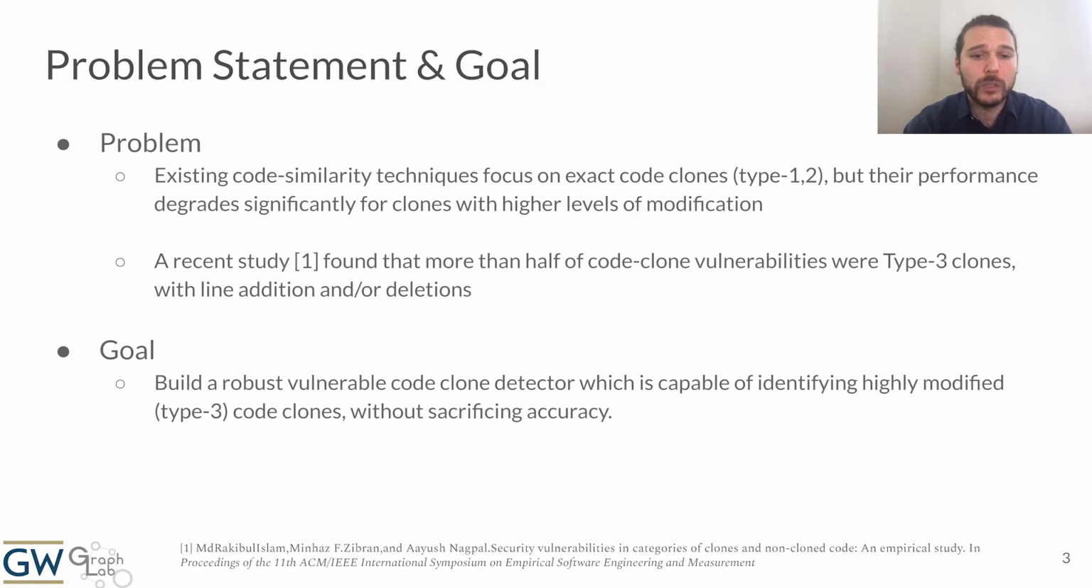Identifying these many vulnerable code clones for security remediation is the very challenging problem of vulnerable code clone detection. There's a problem with the existing code similarity-based techniques for detecting these vulnerable code clones, which is that they often focus on exact or near-exact code clones, which we refer to as Type 1 or Type 2 code clones, but their performance suffers when attempting to detect clones with higher levels of modification. In addition, a recent study found that the majority of code clone vulnerabilities in a variety of software packages were of the Type 3 variant, which means that they had line additions and deletions from the original vulnerable code. So based on this, we set out to build a robust vulnerable code clone detection system, which is capable of identifying these highly modified Type 3 code clones without sacrificing accuracy.